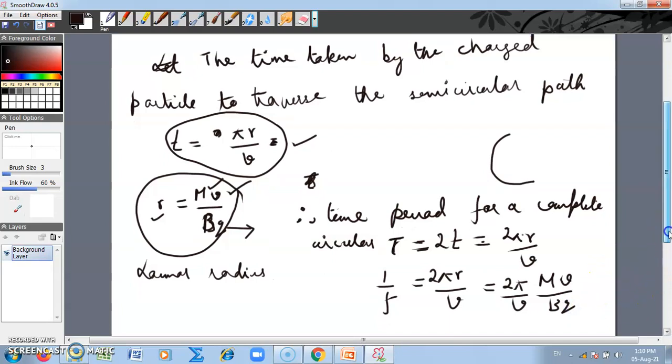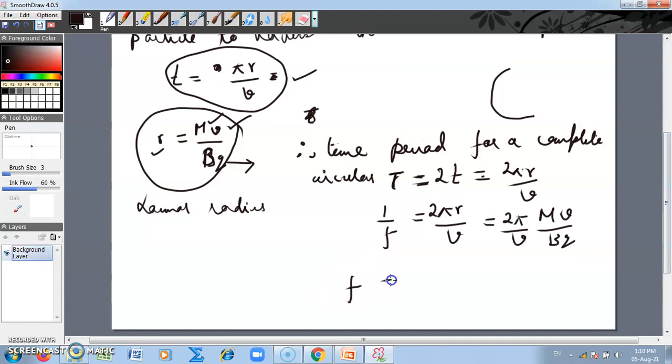So the frequency can be written as, what is the frequency? Frequency would be bvq upon twice pi. Obviously the v will go up, and we will have twice pi m. So it is bq by twice pi m, which turns out to be, okay, let's not see what it turns out to be. So this is the relation between frequency and the magnetic field.